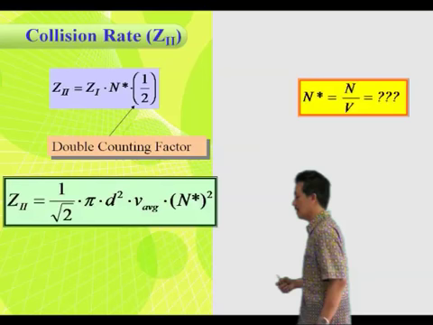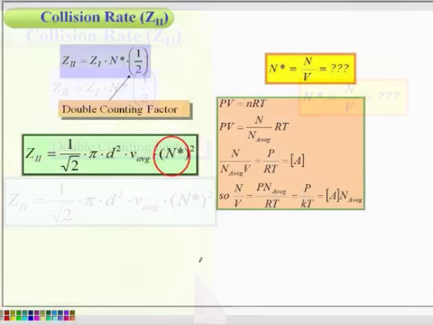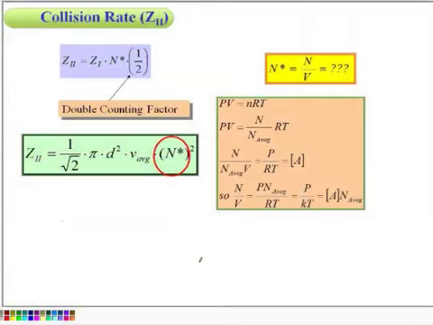Let's go to the whiteboard. Have a look over here. What is this? This is the double counting factor. And this is the number of molecules per volume, and this is the collision frequency.